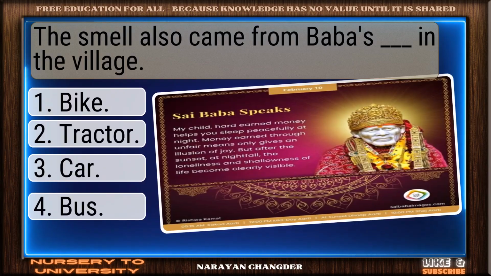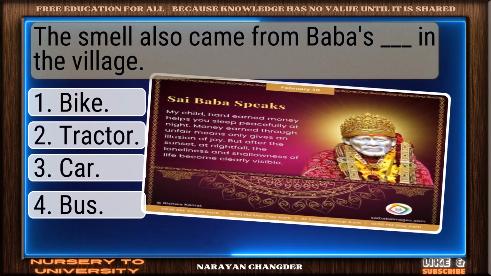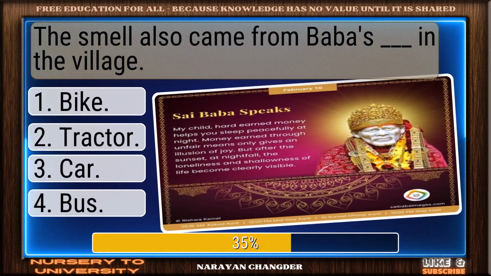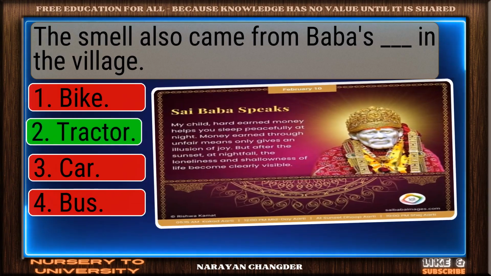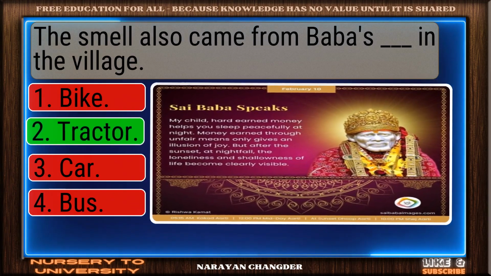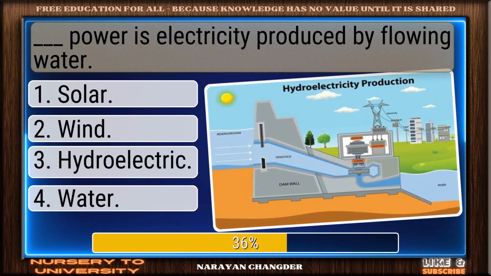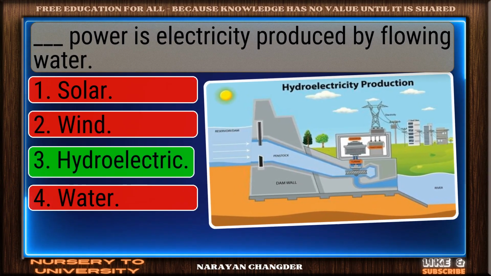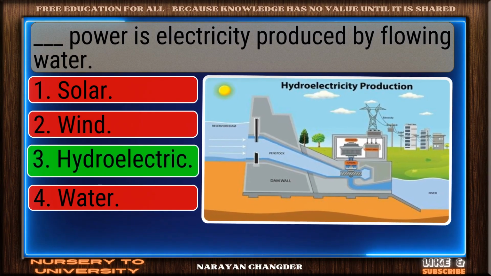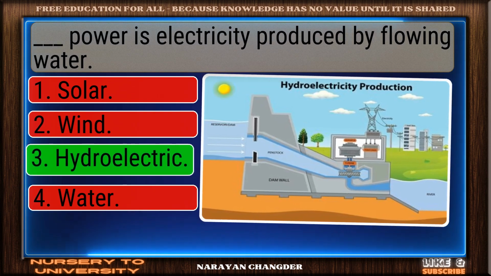The smell also came from Baba's dash in the village. Right again. Tractor is a valid answer. Dash power is electricity produced by flowing water. Exactly. Hydroelectric makes sense and it is the right choice.